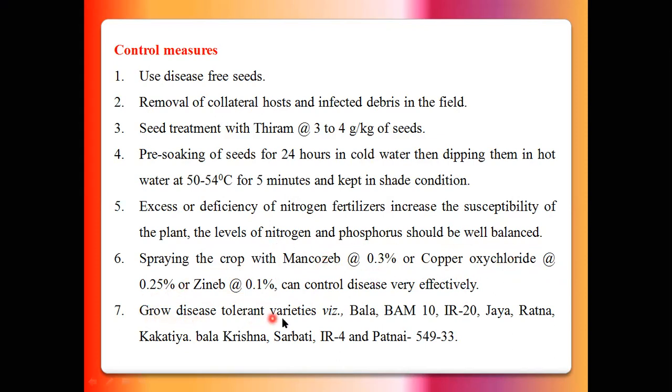And grow resistant varieties, that is Bala, BAM10, IR20, Jaya, Ratna, then Bala Krishna, Sarbati, IR4, Patnai. So these are some resistant and tolerant varieties that can be grown in the fields to avoid this type of infection in the rice crop.